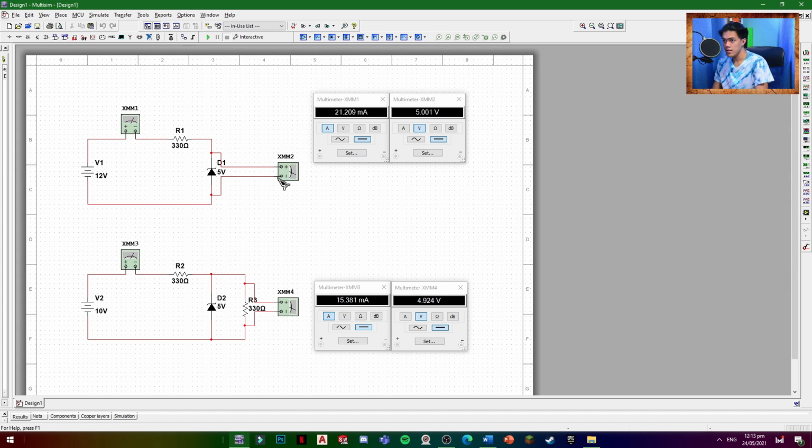As you can see here, there are 2 multimeters in each figure. The first multimeter is an ammeter, the second is a voltmeter, and this is the DC power source, resistor, and the Zener diodes.